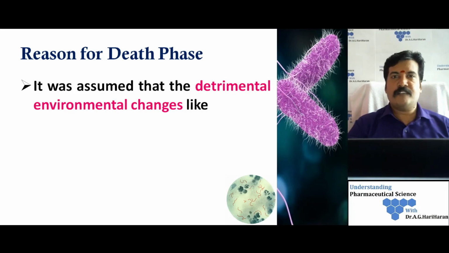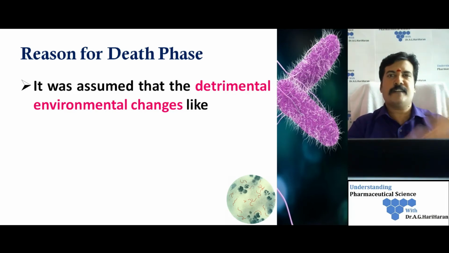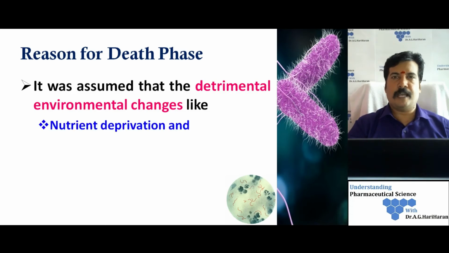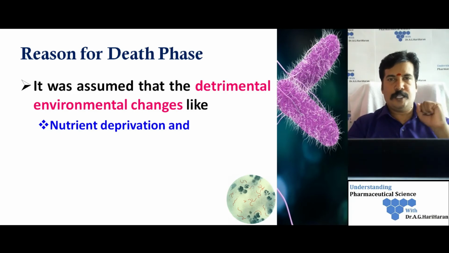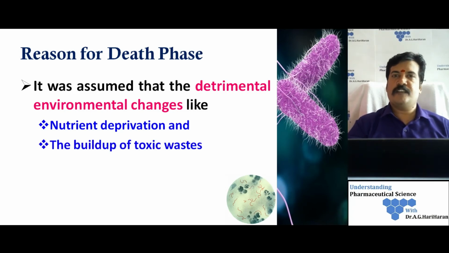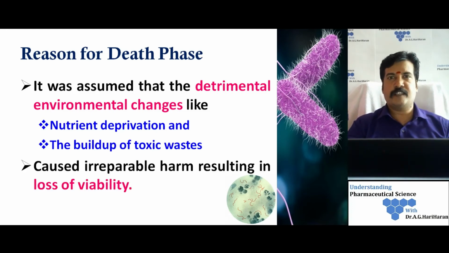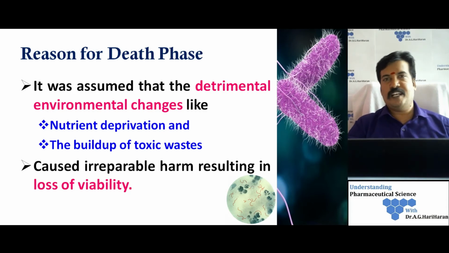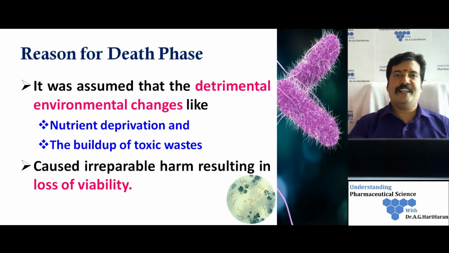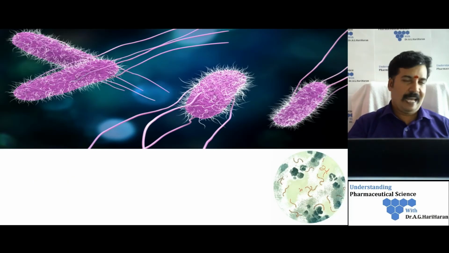The major reason for the death phase is the detrimental environmental changes that are happening. One, the nutrition is depleted, so no essential nutrients or other nutrients are available to the bacteria for its growth. So eventually it cannot survive even in the stationary phase. It starts to die. And second, the buildup of toxic waste will cause the death of the bacteria. So it finally leads to loss of viability, and finally death occurs. So these four are the major phases of the bacteria: lag phase, log phase, stationary phase, and death phase.